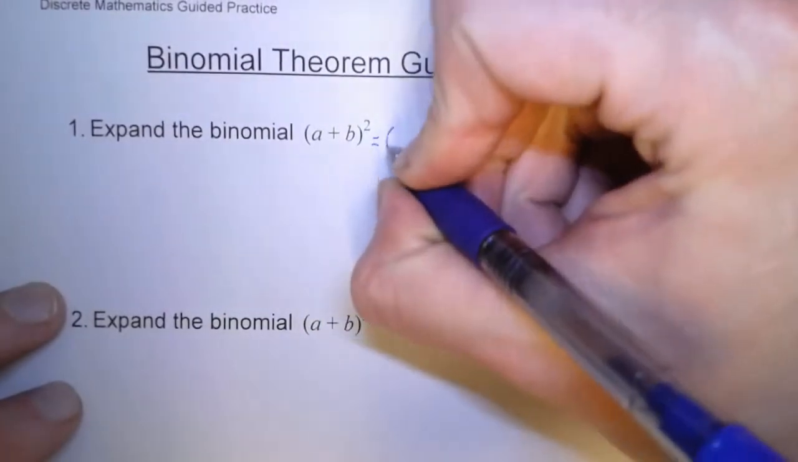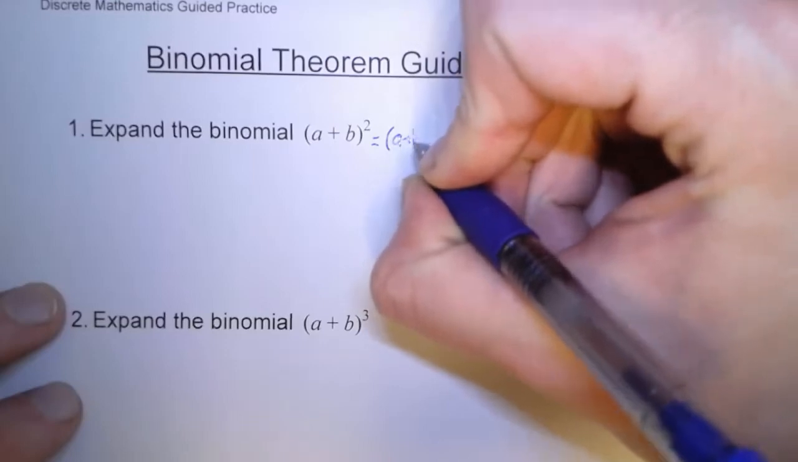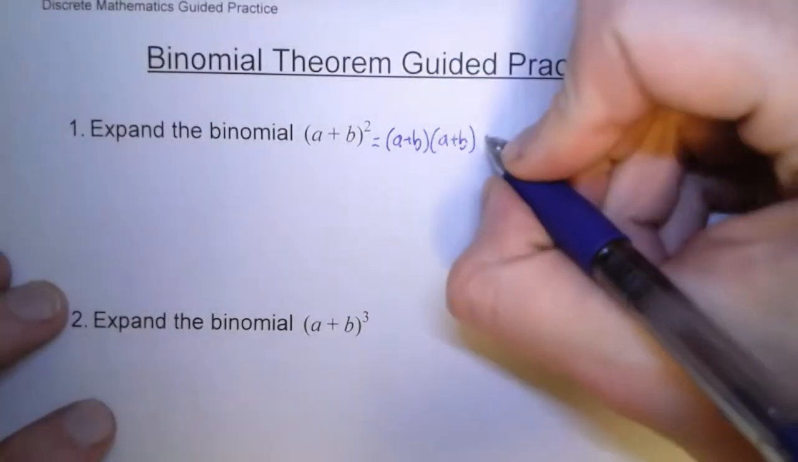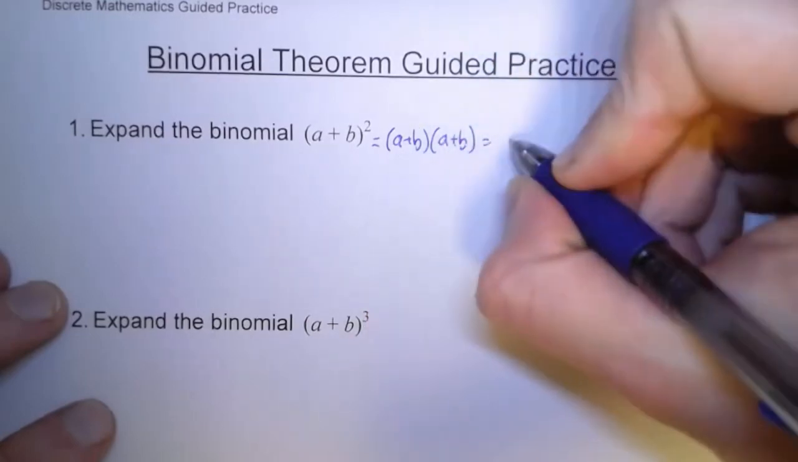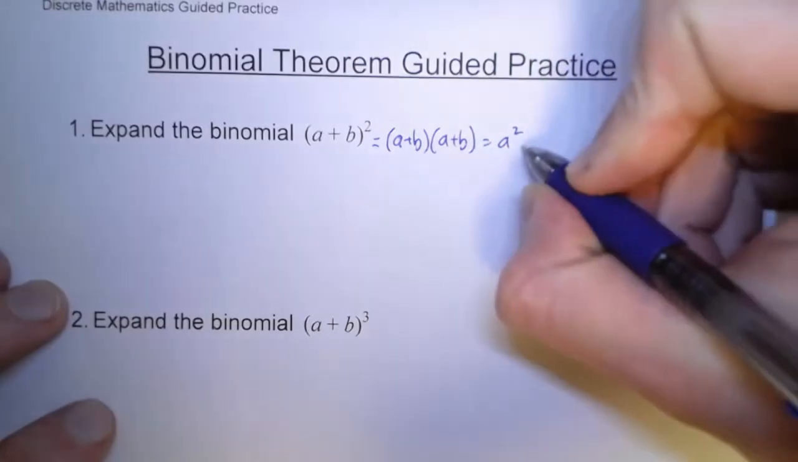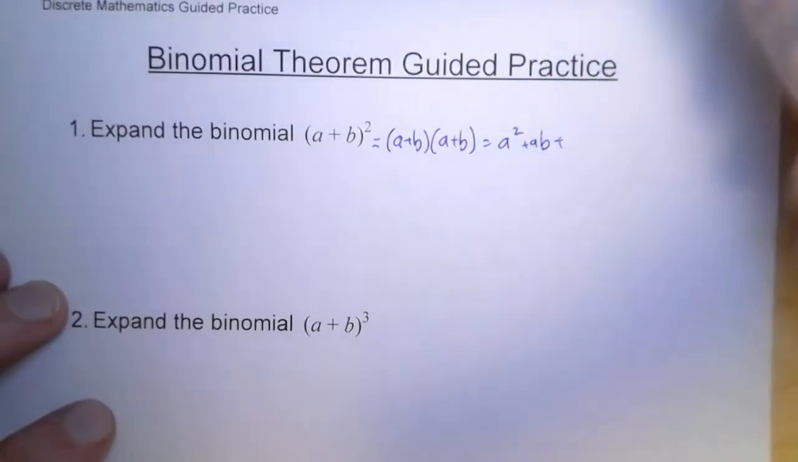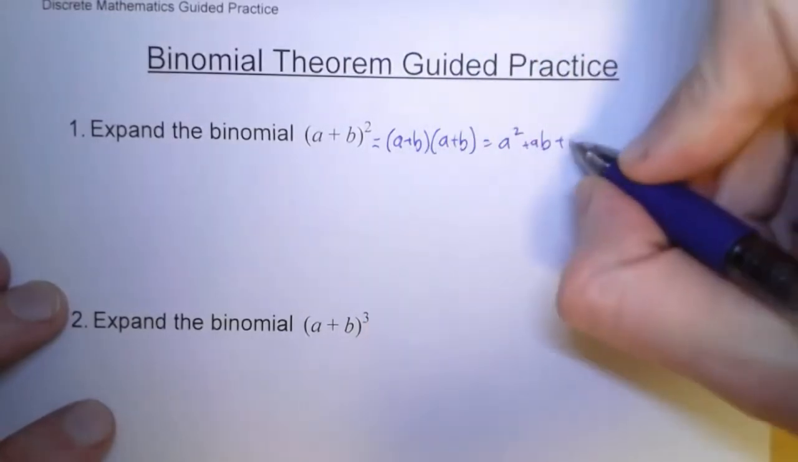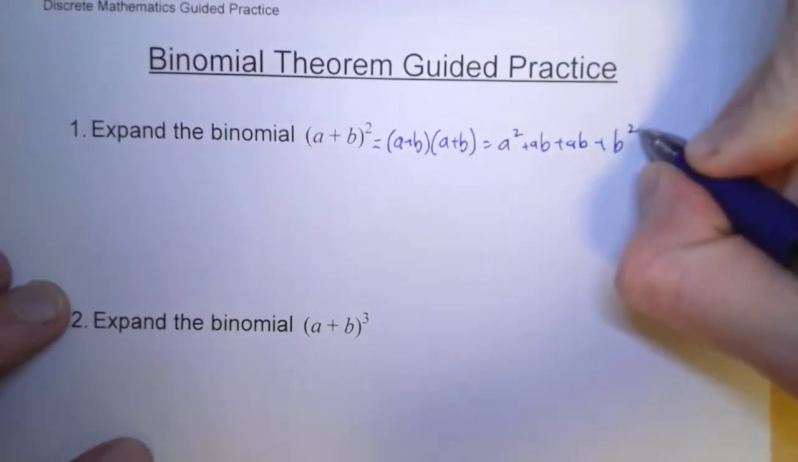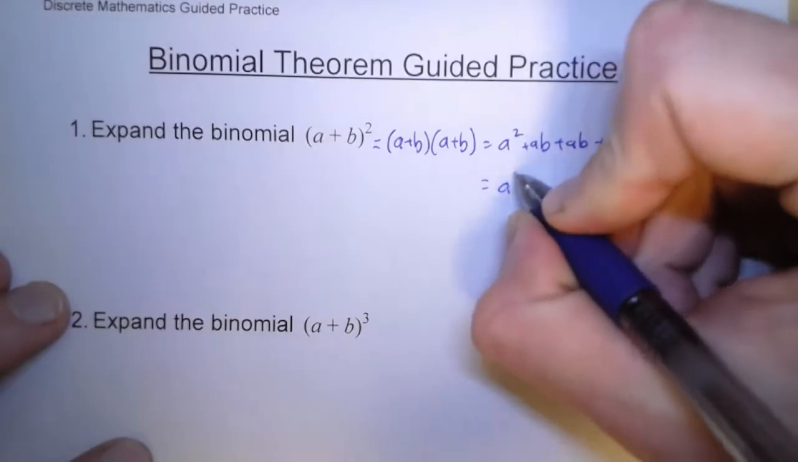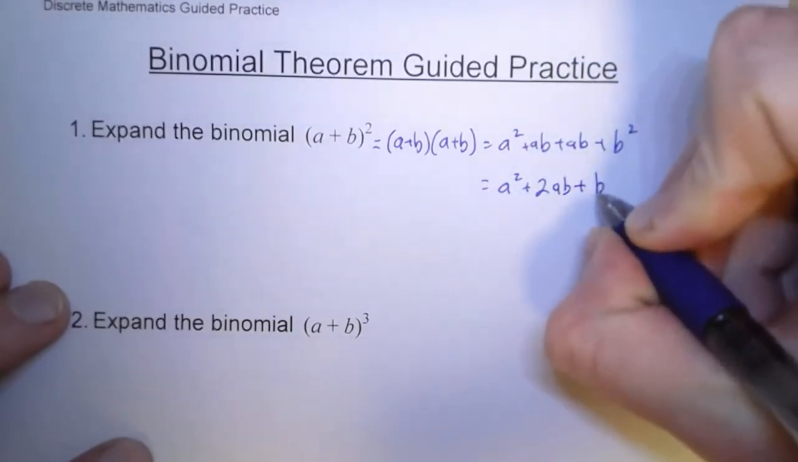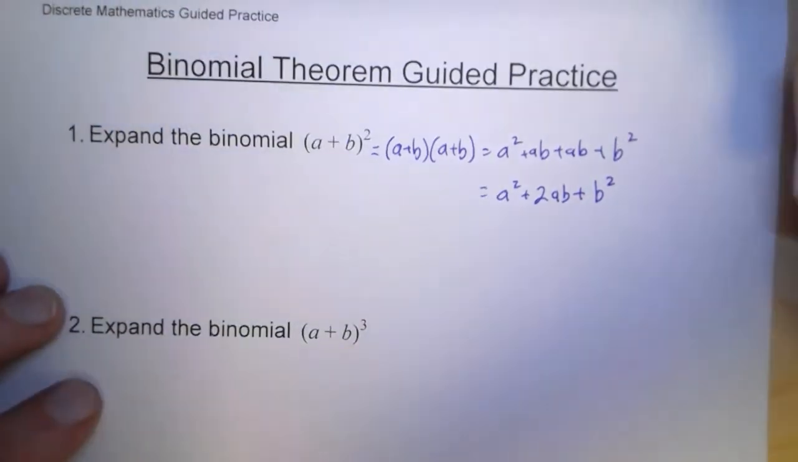We can multiply this by saying a plus b times a plus b. So we multiply the first two, which is a squared. The first and the last here, that's ab. And then the inside two, that's a times b. And then finally the last two, which is b squared. And so we get a squared plus 2ab plus b squared.